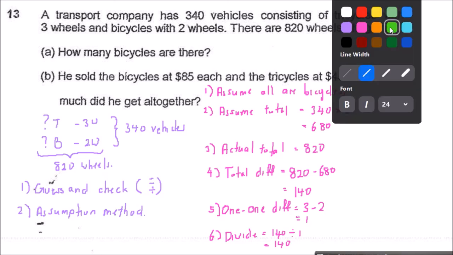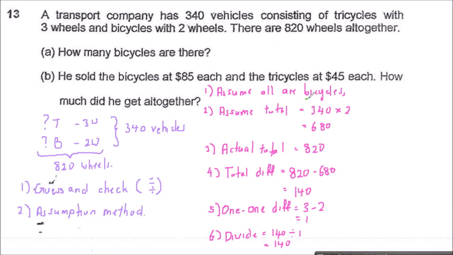We have come to the end, and how do we extract the answer, right? If you assume all are bicycle, after this step number 6, what you are going to get is the opposite. Okay, so if you assume all are bicycle, you are going to get tricycles. So they are all together 140 tricycle. So how many bicycle are there? You have to take the total, 340, take away 140. So you can get the bicycle. So you have to do these extra steps, okay, in order to get this bicycle here.